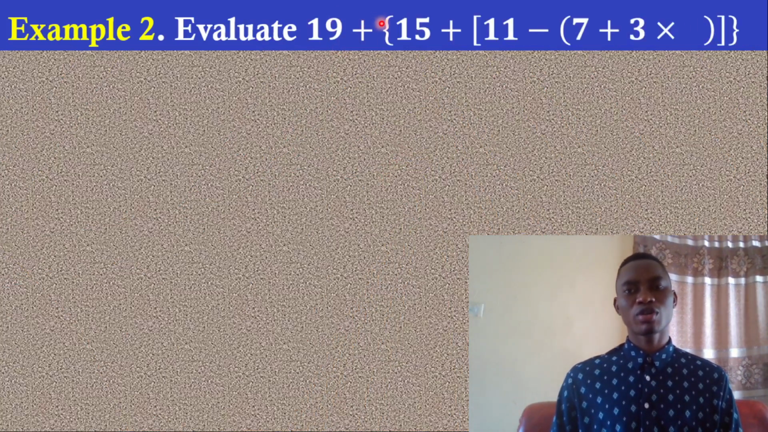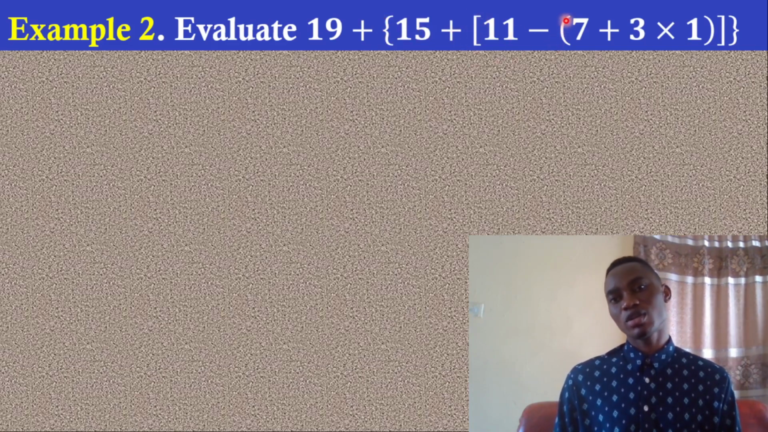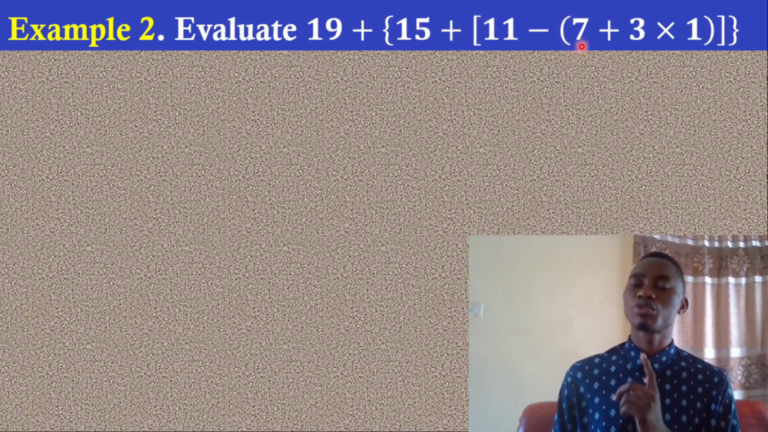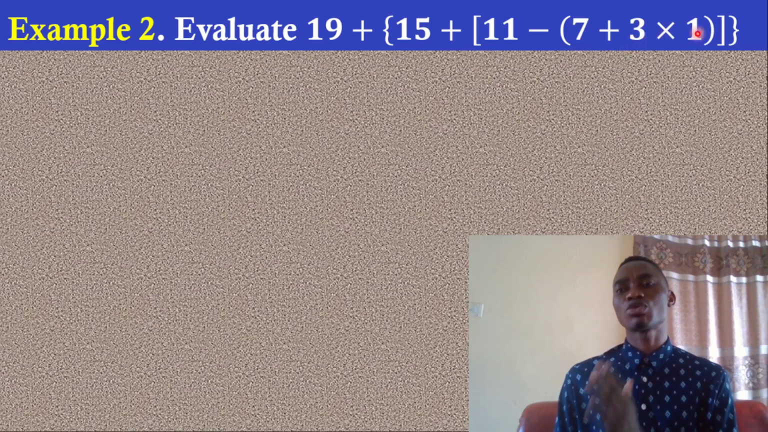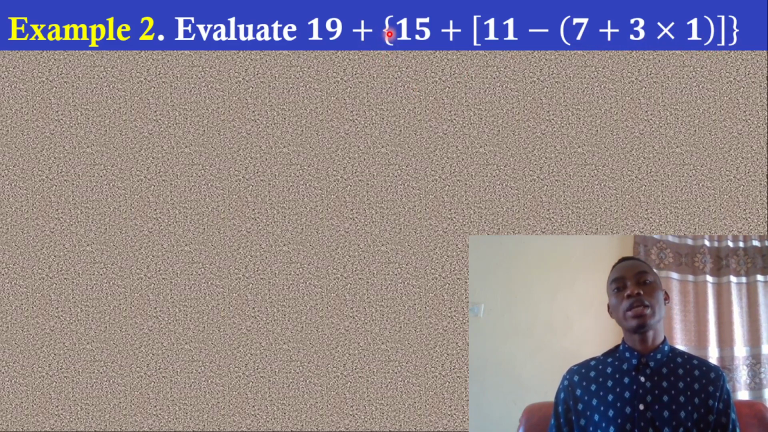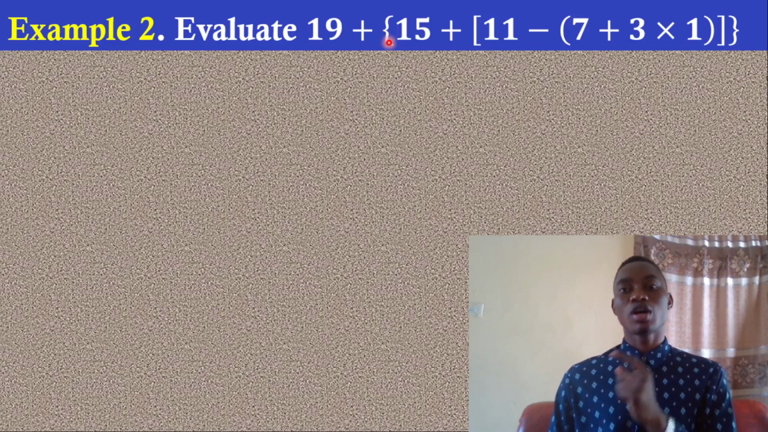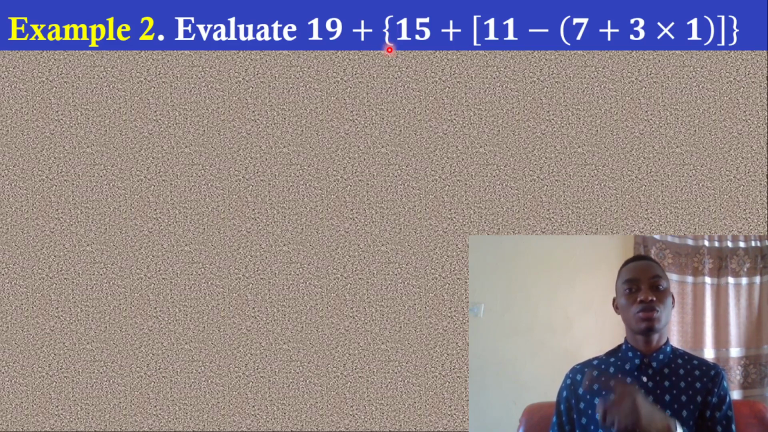Evaluate 19 plus, open a curly bracket, 15 plus, open a square bracket, 11 minus, then open a round bracket, 7 plus 3 times 1, then close your brackets. Okay, this first bracket is called curly bracket, used very well in set theory. We're going to have a lesson on set theory very soon.